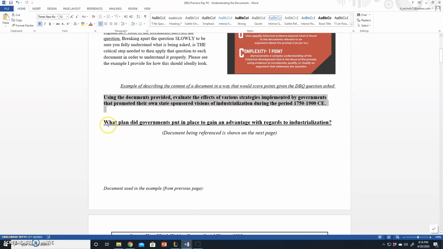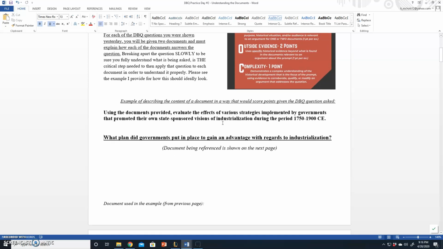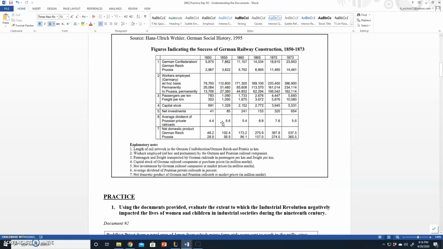That question is simply asking me, what plan did governments put in place to gain an advantage over other countries, or what did that government do to gain an advantage with industrialization? Okay, so that's what we're looking for when we read this document: how was this government using industrialization to get an advantage? All right, now we're going to look at a document, and it's basically just a table, and it's got a bunch of information. It's got figures indicating the success of German railway construction during that time period.